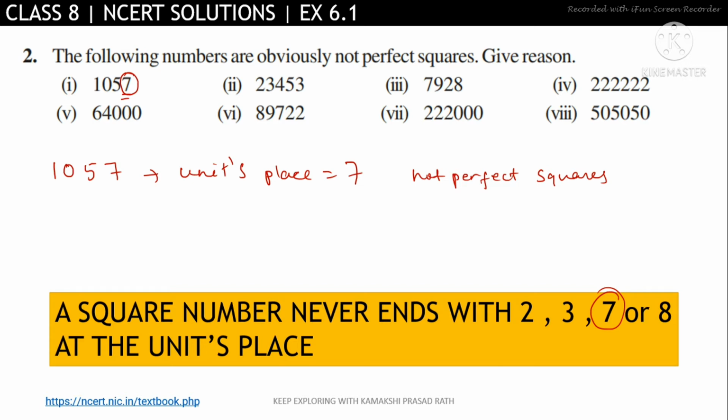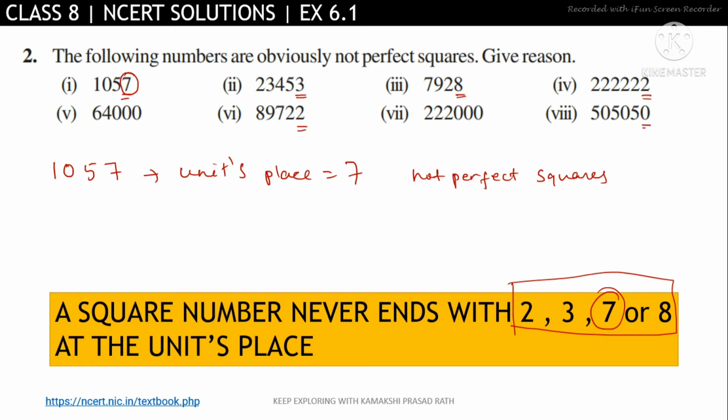Next, the second question, it ends with 3. The same reason will give. Since it is ending with 3, it is not a perfect square. Since it is ending with 8, the third one, 7928, you can see 2, 3, 7 or 8. Next, 2,22,222, whatever the number is, see the end. The units place is 2, so it cannot be a perfect square. Now this one, 89,722, again the same thing.